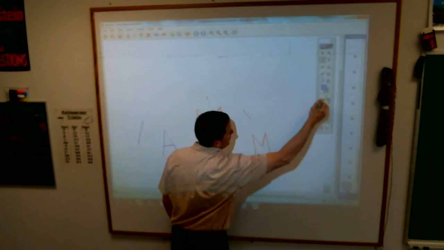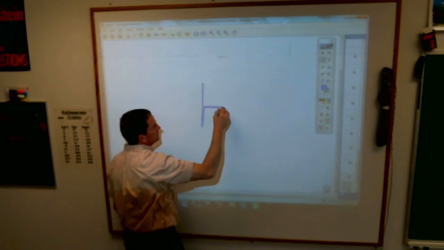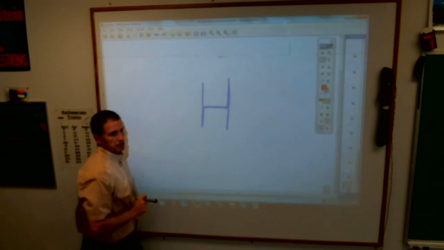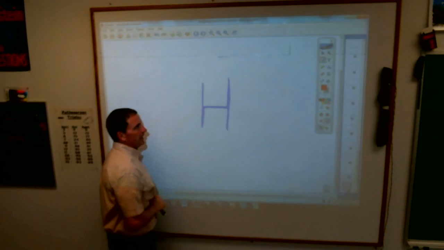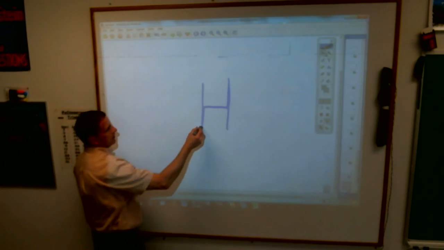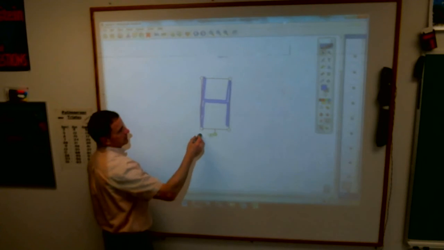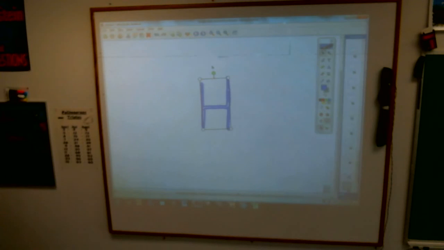How about the letter H? Let's do a big fat H. How many lines of regular symmetry does the letter H have? Two. You'd have one going vertically, one going horizontally. What about rotational symmetry? If you spin it, will you get an H before you make one full turn? Yes. You only have to go half a turn, and you'll get an H again. All right, I think that's plenty of meat.